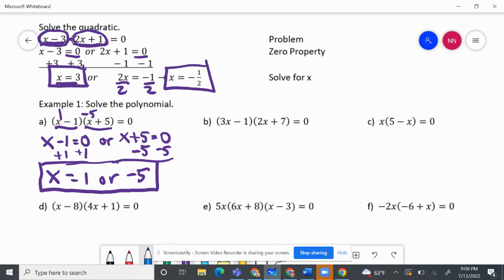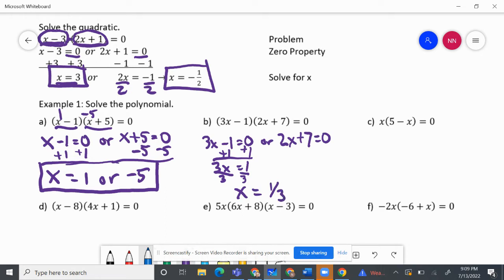So for the next one, we have 3x minus 1 is equal to 0, or we have 2x plus 7 is equal to 0. We're going to add the 1, and we get 3x is equal to 1. We divide it by 3, so x is equal to 1/3. For the other one, we subtract the 7, and we get 2x is equal to negative 7. We divide it by 2, and we get x is equal to negative 7/2. So those right there are our two possibilities for giving us a 0.